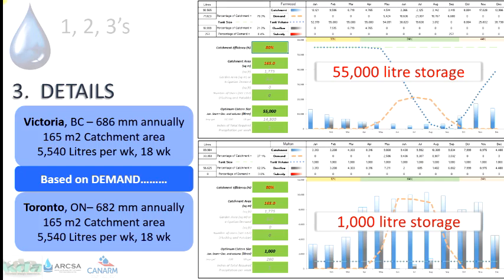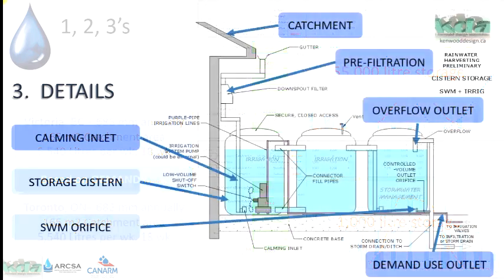Will do exactly the same job for the same garden with the same roof, but it's only because of the weather patterns and the timing of when the water is required. Those are some of the details that we look at. The details of each system, we go back to some of the earlier pictures. There's a catchment area, the type of roofing, the slope of the roof, the gutter system and conveyance system that takes it through pre-filtration.